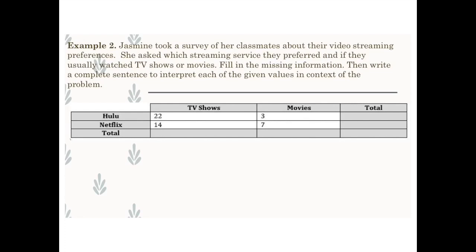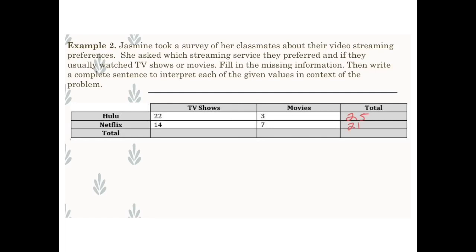So we know that there were 22 people who watch TV shows on Hulu, 3 people who watch movies on Hulu. So the question then is, how many total people watch Hulu? Well, we can see that is our row here. So I would add together our entries of 22 and 3, and I would get a value of 25 over here. Doing the same thing for Netflix, we know that there were 14 people who watched TV shows on Netflix, 7 people who watched movies on Netflix, so the total amount of Netflix watchers would be that 14 plus 7, which would give us 21.